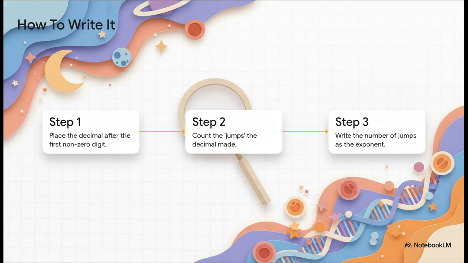First, you're going to move the decimal point so there's only one digit that's not a 0 to the left of it. Then, you just count how many jumps the decimal made to get there. And finally, that number of jumps becomes your exponent. That's it. Simple as that.